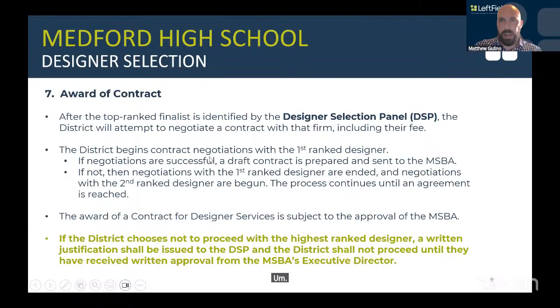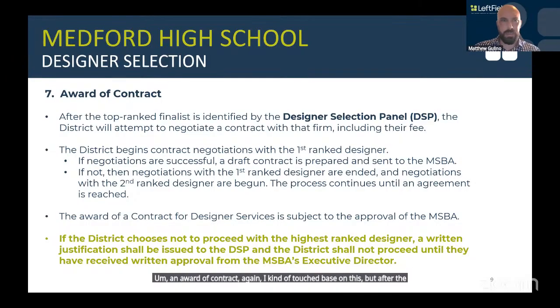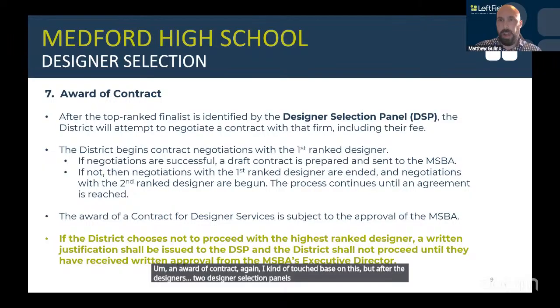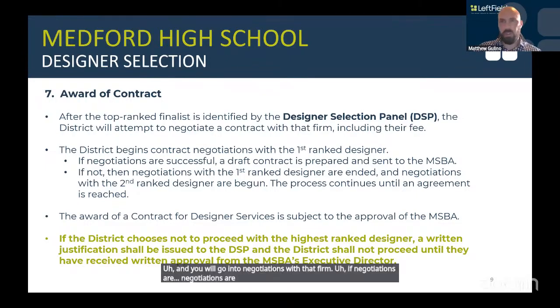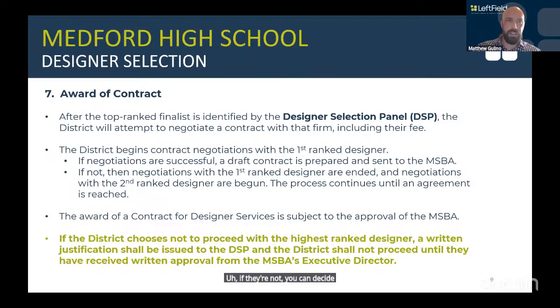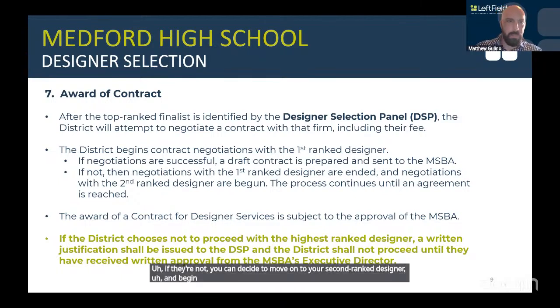An award of contract, again, I kind of touched base on this, but after the two designer selection panels, you will have a top-ranked firm, and you will go into negotiations with that firm. If negotiations are successful, you draft a contract and move on and get right into feasibility. If they're not, you can decide to move on to your second-ranked designer and begin the negotiations with them.